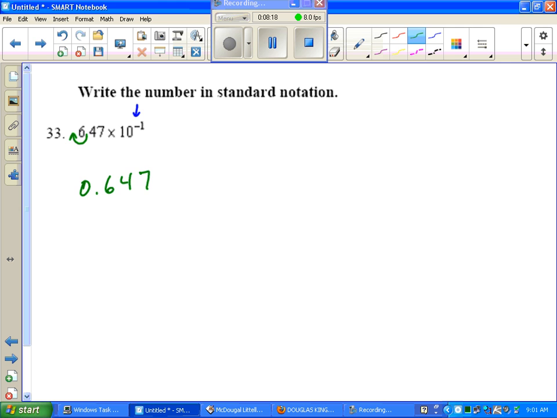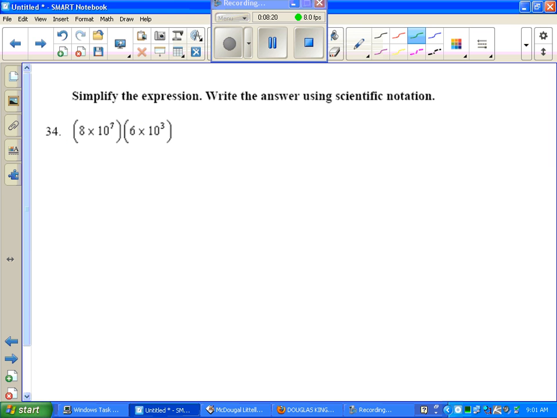But that's standard notation. Number 34, you have to multiply 8 times 6. 8 times 6 gives you the number 48. That's just the two coefficients, if you will. And then you have the same base multiplying by each other, 10 and 10. In that case, it's 48 times 10 to the 7 plus 3. Remember, same base means add the exponents. So you have the number 48 times 10 to the 10th power.